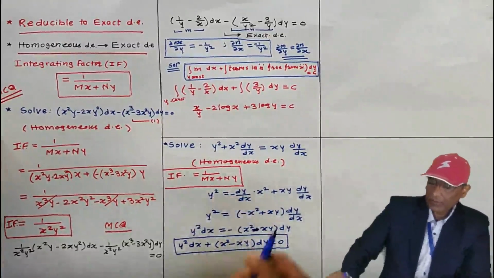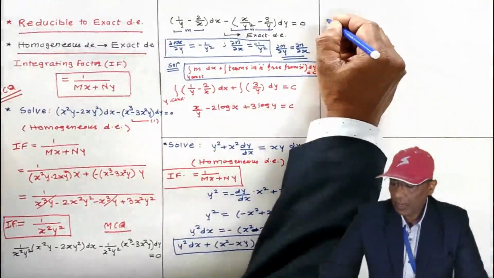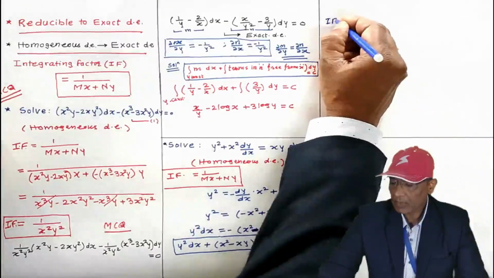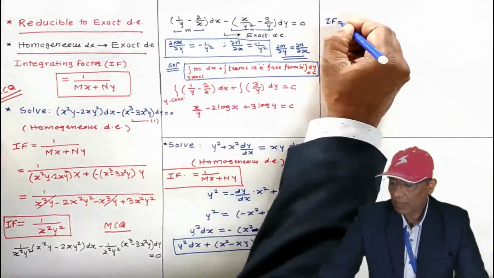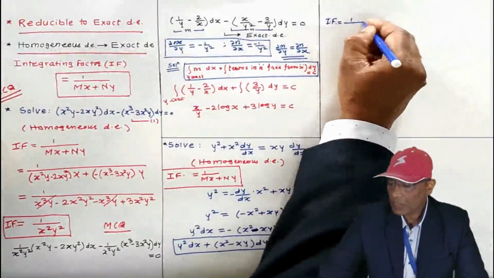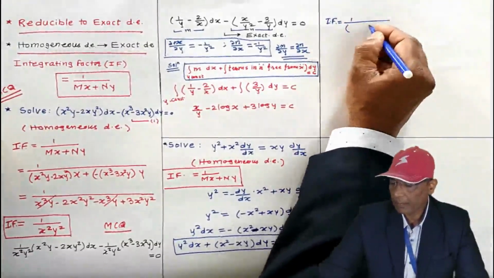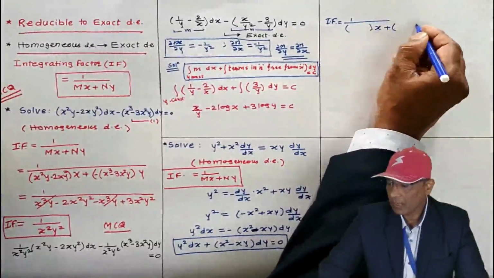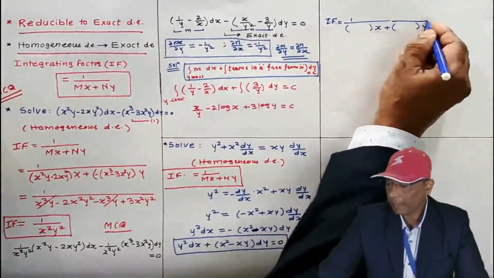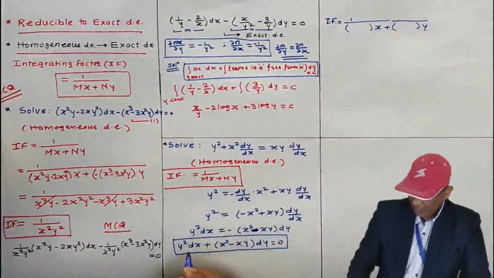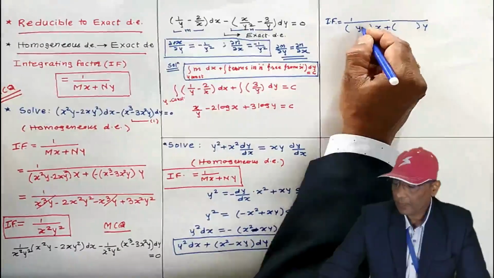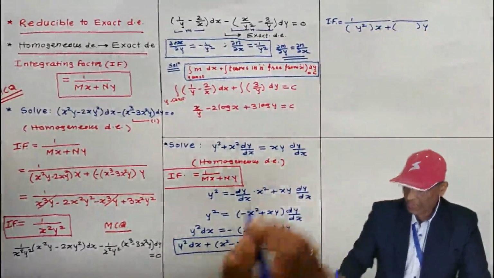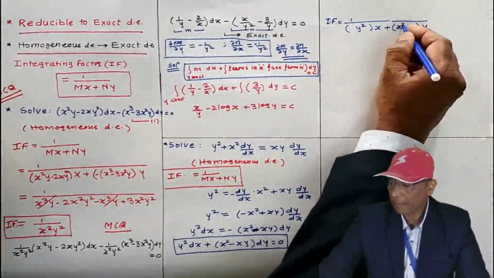If you use the integrating factor formula, the integrating factor is equal to what? 1 by Mx plus Ny, M x plus N y. What is M here? Y square. What is N? X square minus xy.